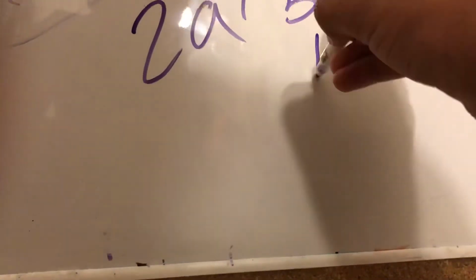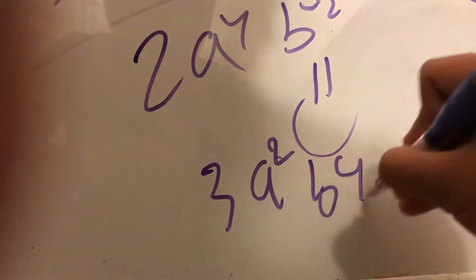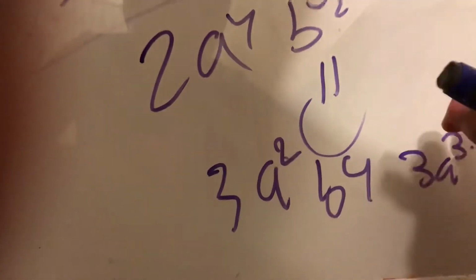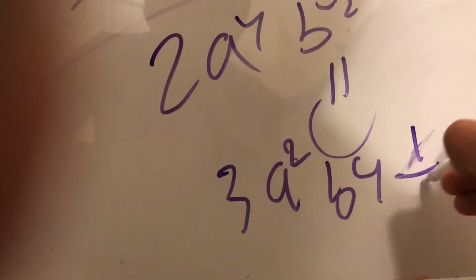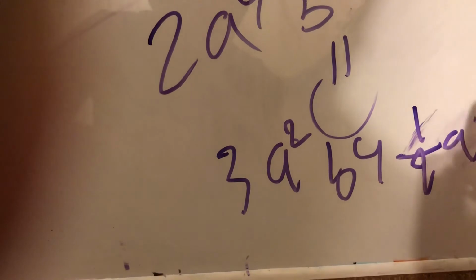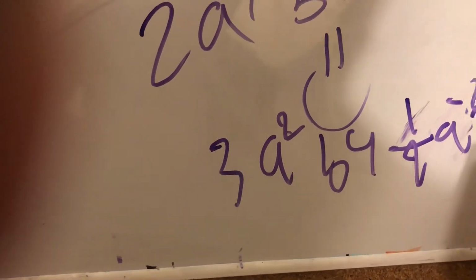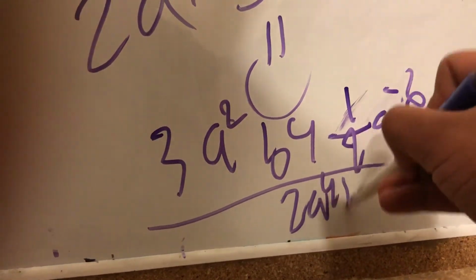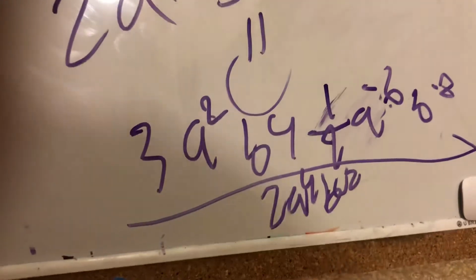I'm going to do it quickly. It's going to be 3a^2 b to the power of 4, and 3a^3, I'm sorry, we're going to divide this one, 1 over 9 a^-6 b to the power of -8, and we're going to move here to a^4 b^-2, and this is our answer.